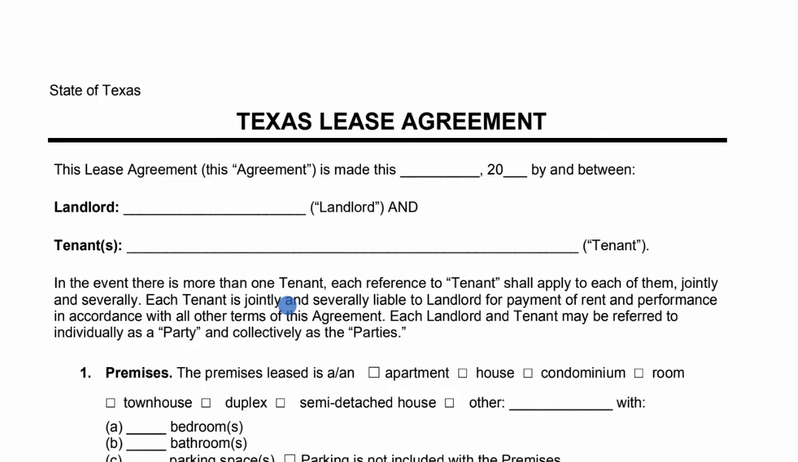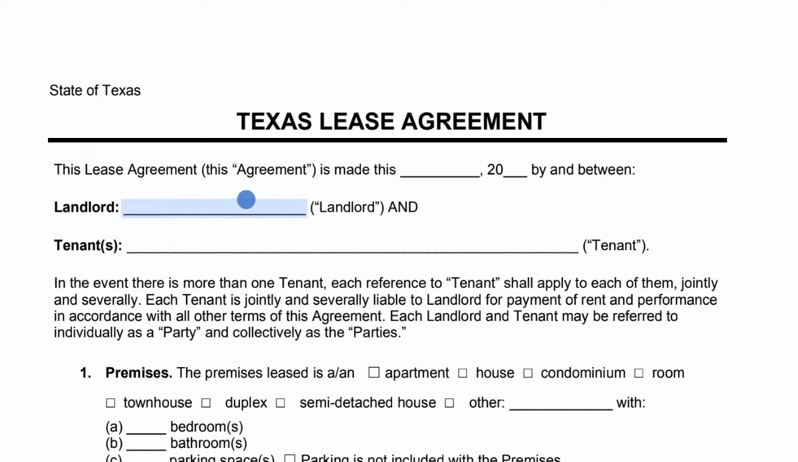What we're going to do in this video is look at an example of a lease agreement. And this one says State of Texas, Texas lease agreement. You might say, I don't live in Texas, but this is going to be useful for most anywhere. The things we're going to cover are in pretty much any lease agreement, no matter what state you actually live in.